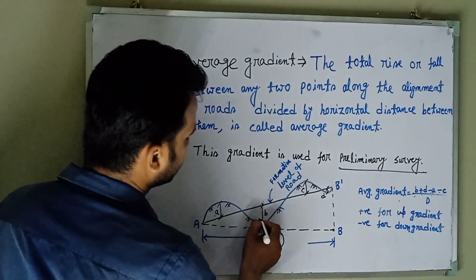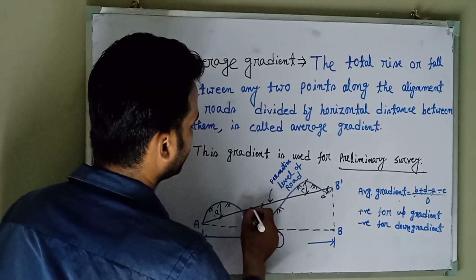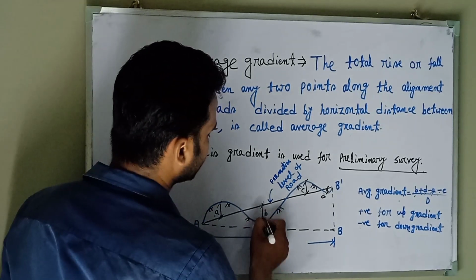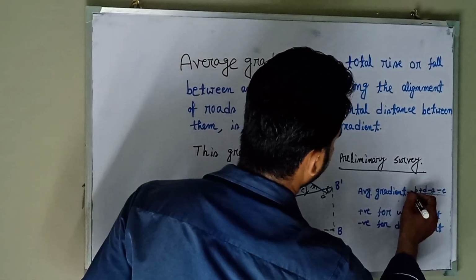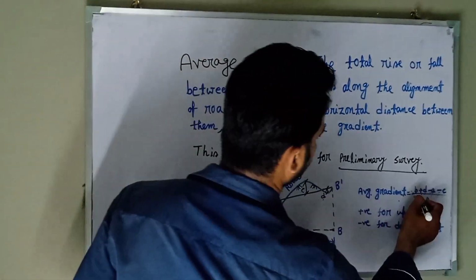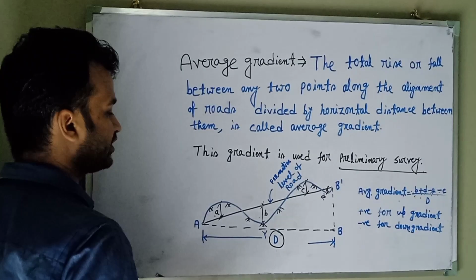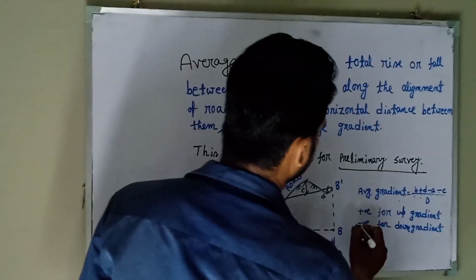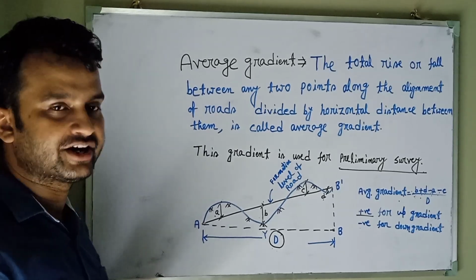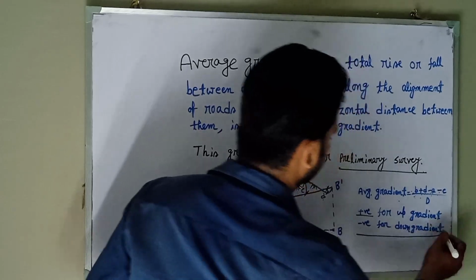And again, at point small b, the ground level is lower than the formation level. So here you have to fill with some extra earth. Here is a rise, so the value of b will be positive, and similarly at point small d, the value will be positive. After doing the summation and dividing it by the horizontal distance, that is D, the value will come. If the value is positive, then you have to understand that the road has an up gradient, and if the value is minus, then the road has a down gradient.